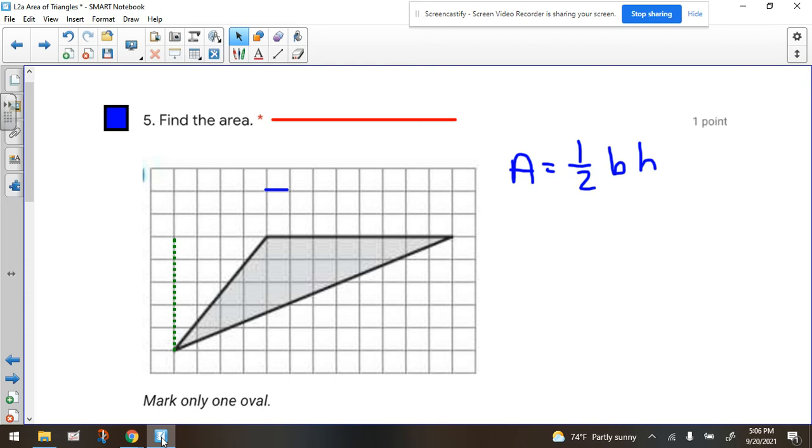We're looking at number 5. Find the area, and we're given a triangle. And the formula for area of a triangle is area equals half of the base times the height. You're always going to write the formula down on your piece of paper first.